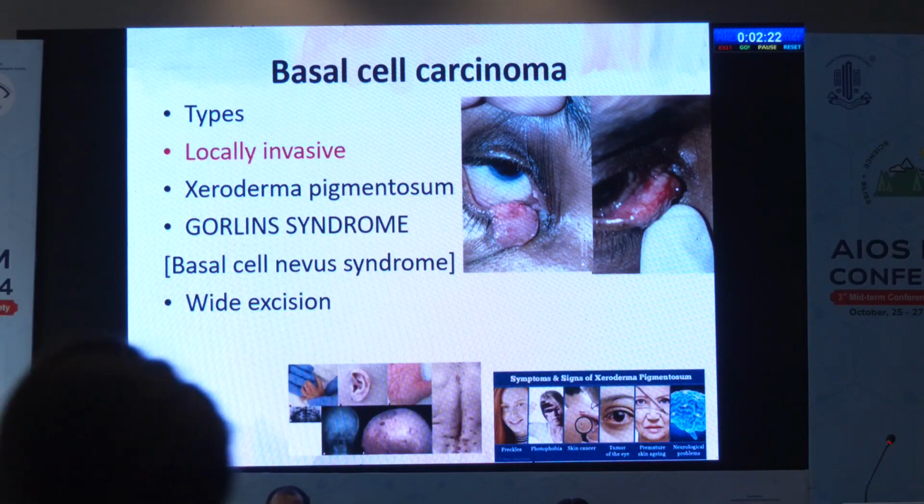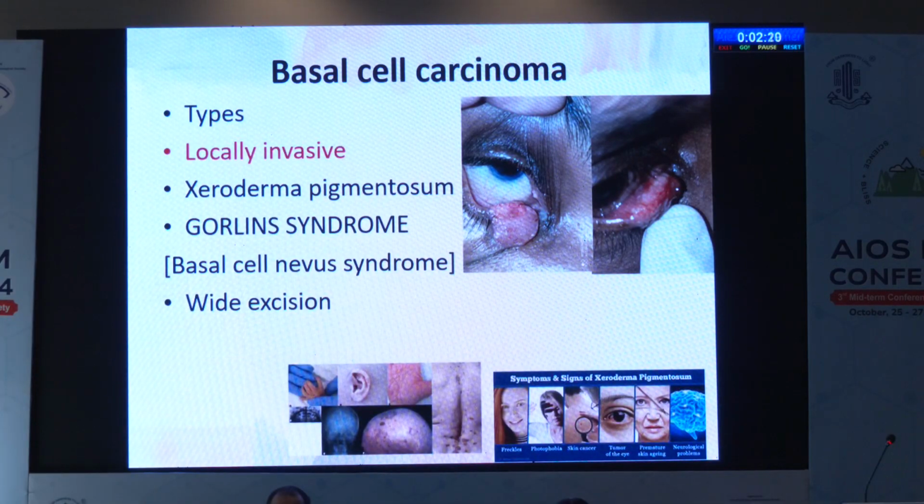So the basal cell carcinoma, we all know that we have the nodular form, the ulcerative form. This was a lady who was referred again to us with query malignancy, query granulomatous lesion, and it finally turned out to be a basal cell carcinoma. These are locally invasive, so we need to ensure that we treat them right away.